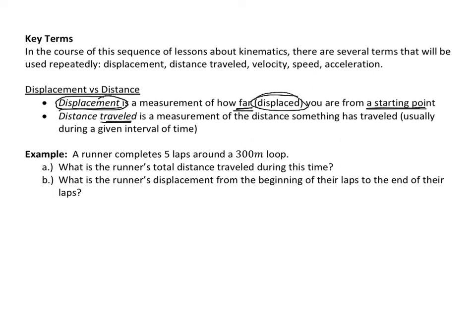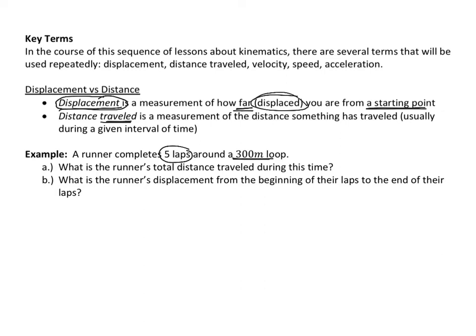Now, as we're looking at these here and now, it may seem like displacement and distance traveled are the same thing, but through this next really simple example, I hope to show you that they can be quite different. As a very simple example, let's suppose that there's a runner that completes 5 laps around a 300-meter long loop, like a circle or an oval track.